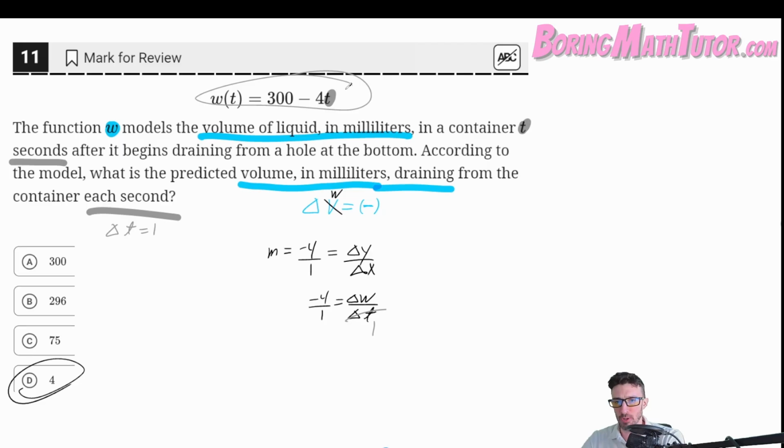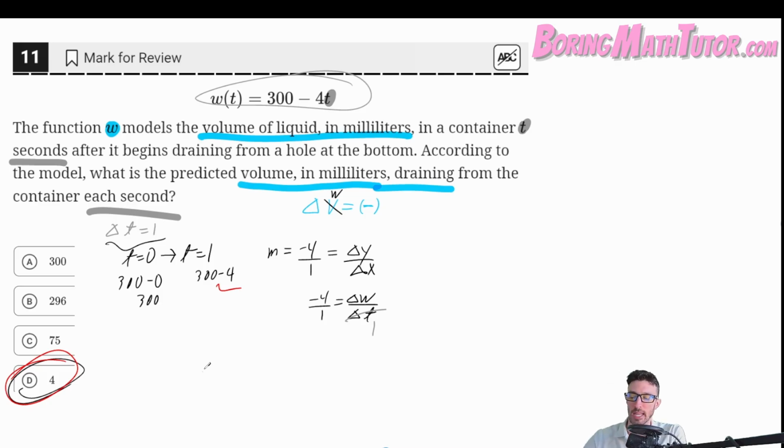Another way to get the problem done would be by thinking about, well, what happens when the change in t is 1? Maybe when t goes from 0 to t equals 1. If t was equal to 0, then you'd have 300 minus 0, which is just 300. If t is equal to 1, then you'd have 300 minus 4. And just from that, you can kind of tell, oh, wait, it's going down by 4. So either way you do it, you get the answer of 4.